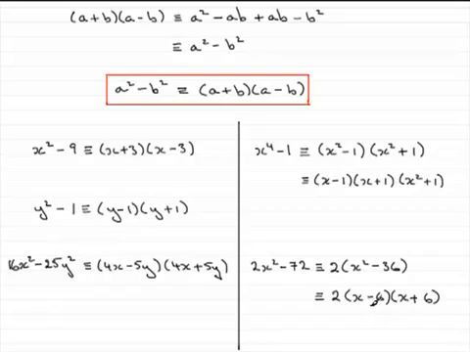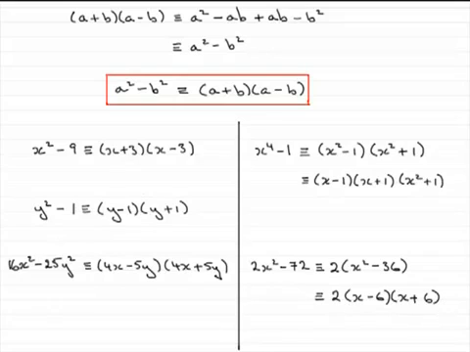And we should check to see whether each of these factors factorizes further. But this, although there's a minus sign here, is not a difference of two squares. We can't find something that's nice that squares to give x, and we certainly can't find something that's nice that squares to give 6. So this is it. Okay, this is 2x squared minus 72 fully factorized.